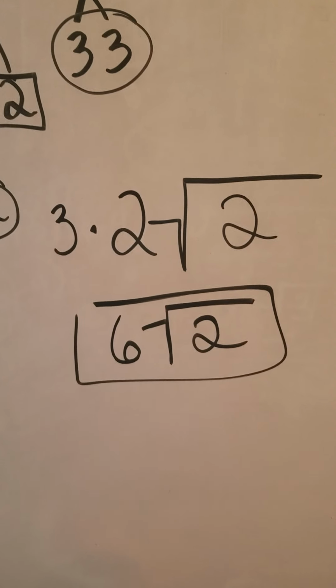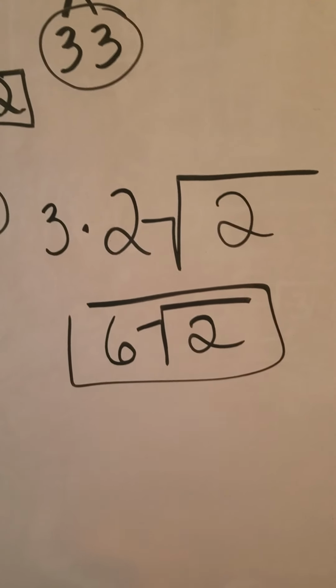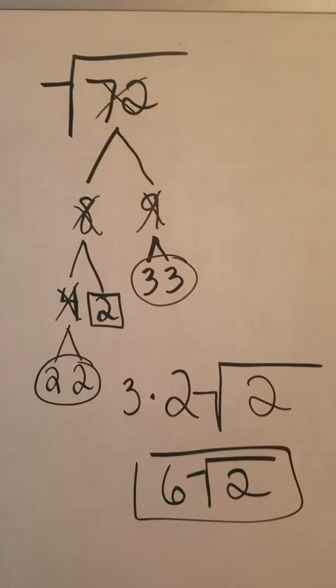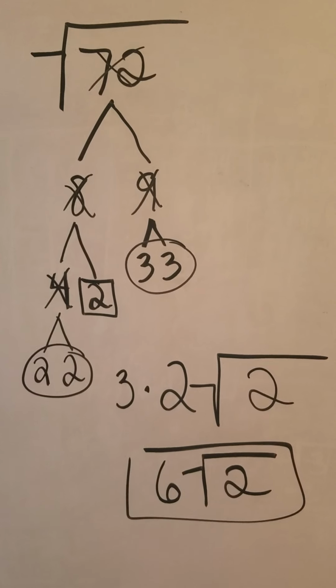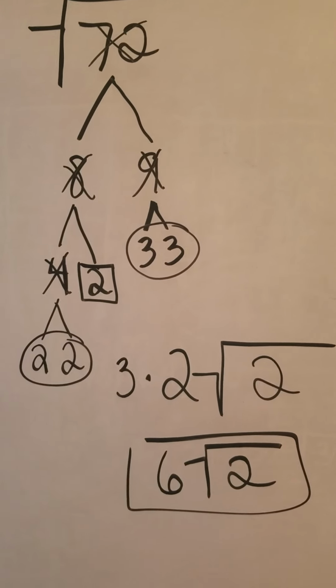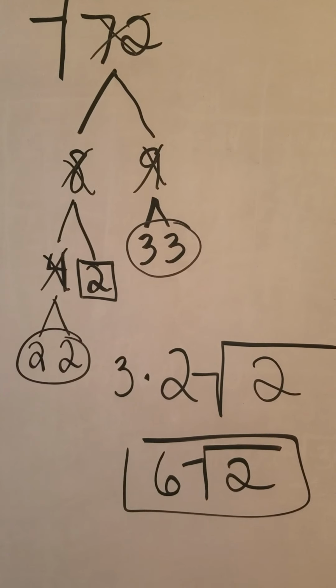If I put in my calculator 6 square root of 2, I'll see that that decimal should be the same decimal that I got back when I did the square root of 72. If that's not the case, that means I did something wrong and I would need to go back and try again.